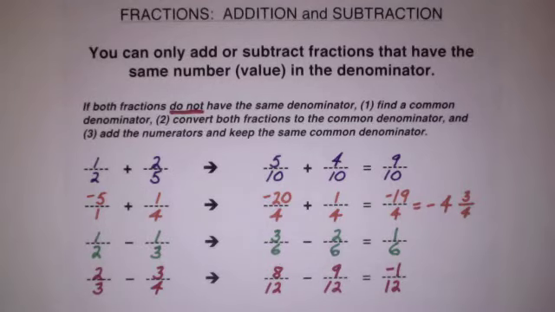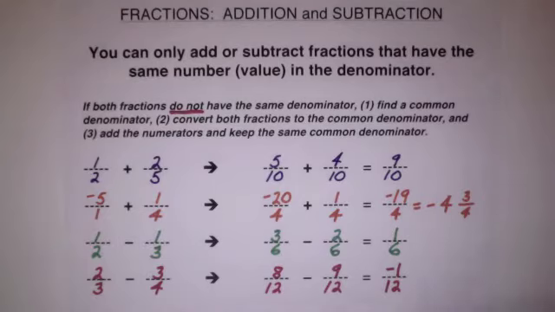The easiest way to do this is to take this number and multiply it to this denominator. 2 times 5 would be 10. So 5 times 2 would be 10. So I'm going to change the denominators to 10 in the denominator.